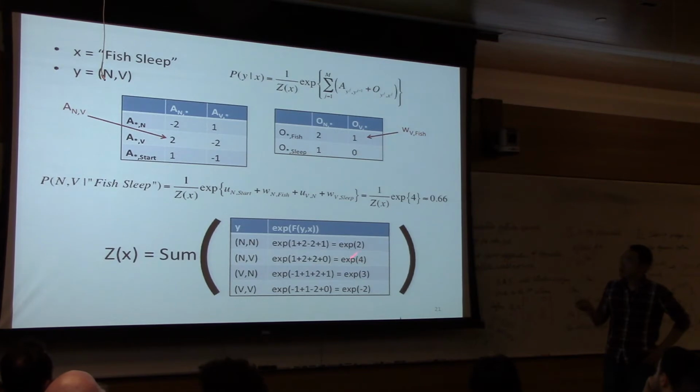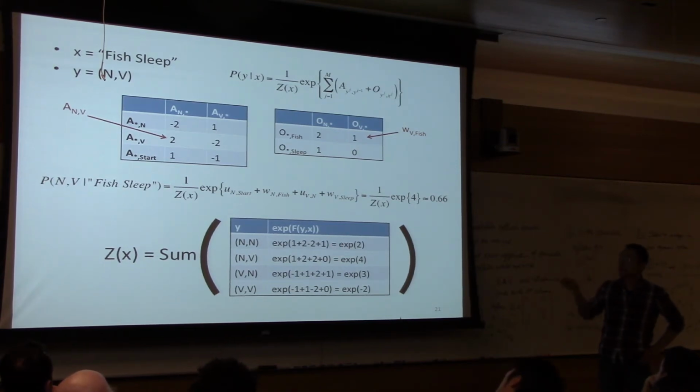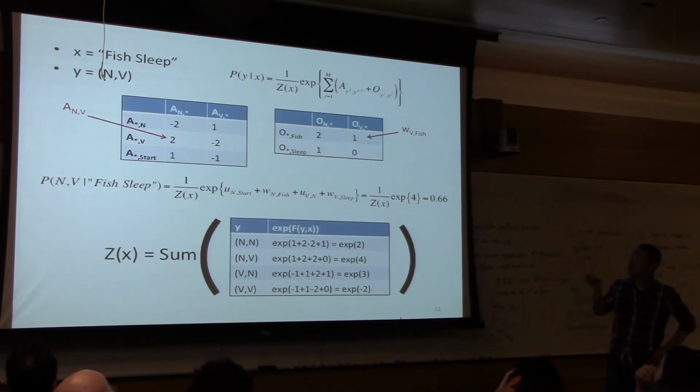If you look at this, noun verb is actually the single most likely output sequence. If you divide by the sum of all of them, you get that the conditional probability of noun verb given fish sleep, according to this model, is 66%.